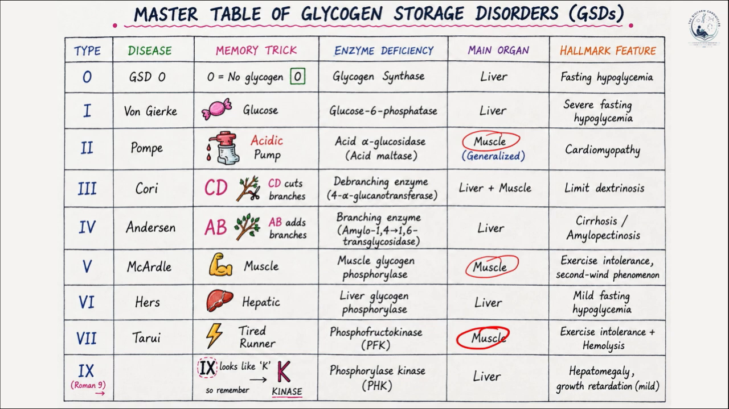Okay. So first, coming to type 0, just remember 0, that is no glycogen. So there is no synthesis. So glycogen synthase is the enzyme that is deficient here, and since it is a liver form, fasting hypoglycemia is the most common symptom.